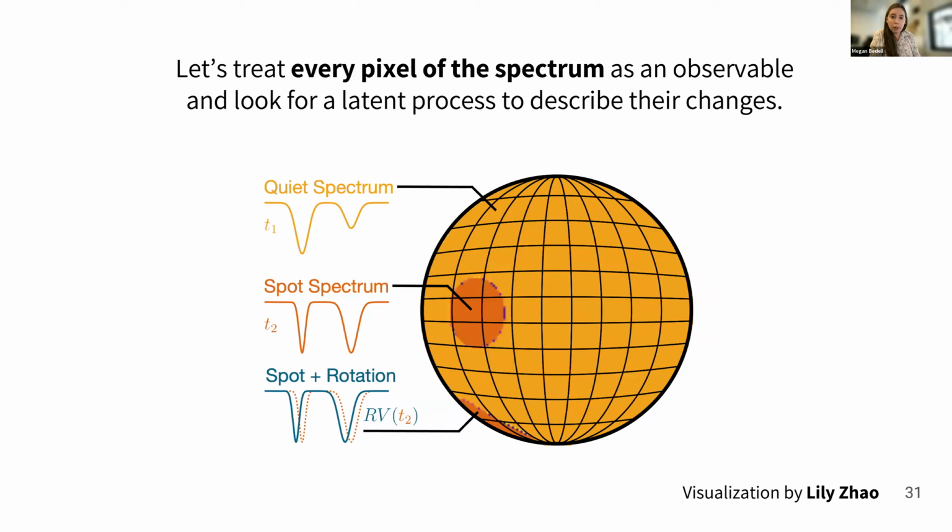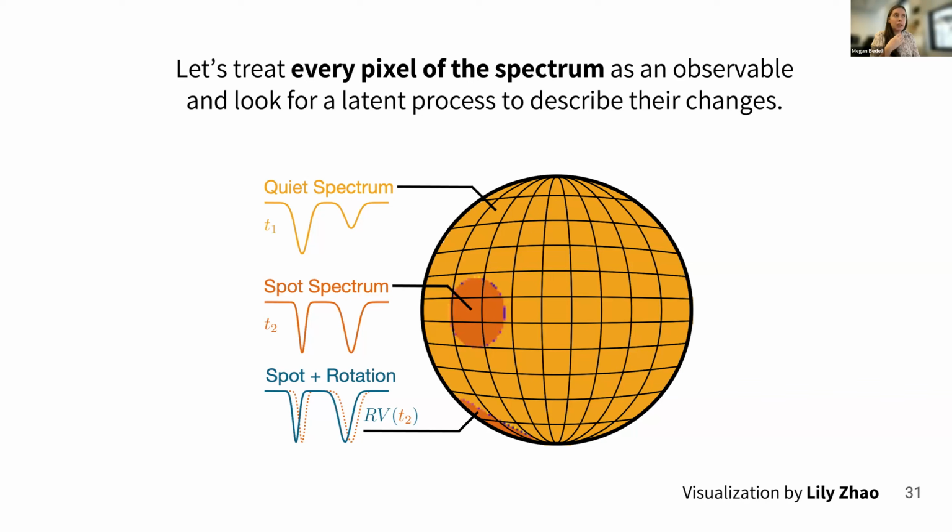This is, again, work with Lily Zhao and David Hogg here at CCA. So we decided to think about looking at the spectrum as a combination of spectra, a combination of components that are determining them. In particular, we're going to take as our data the time series for every single pixel or wavelength bin in the spectrum and say that they're all the observables.